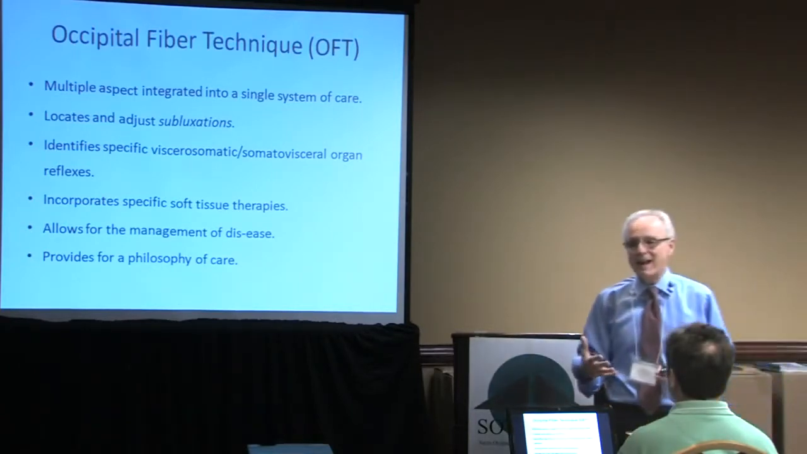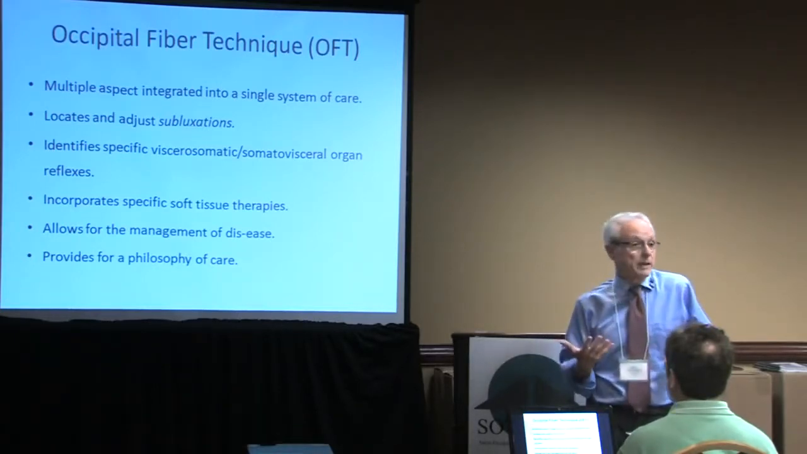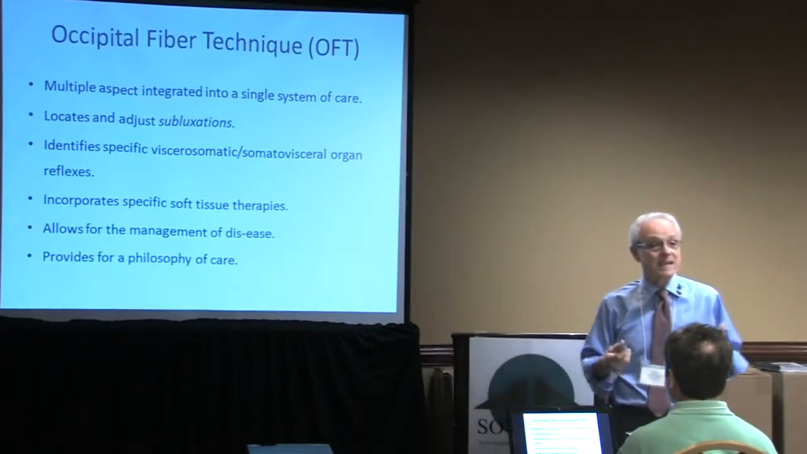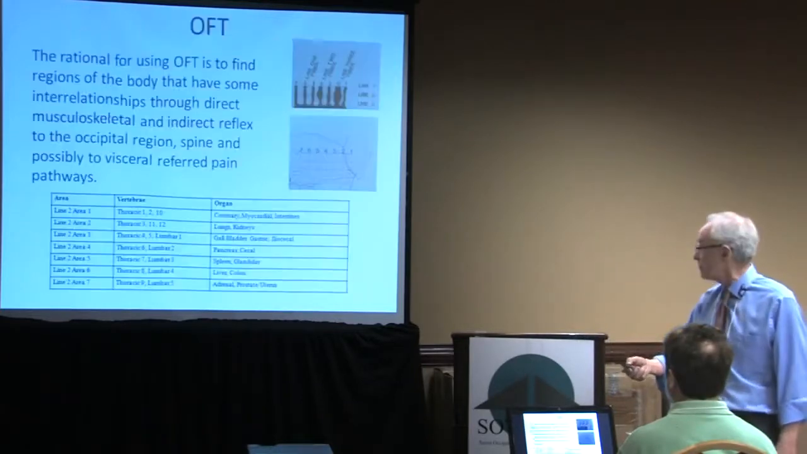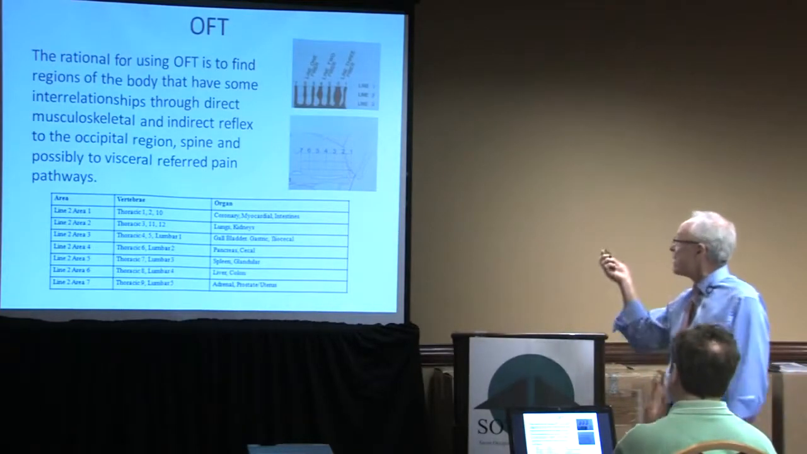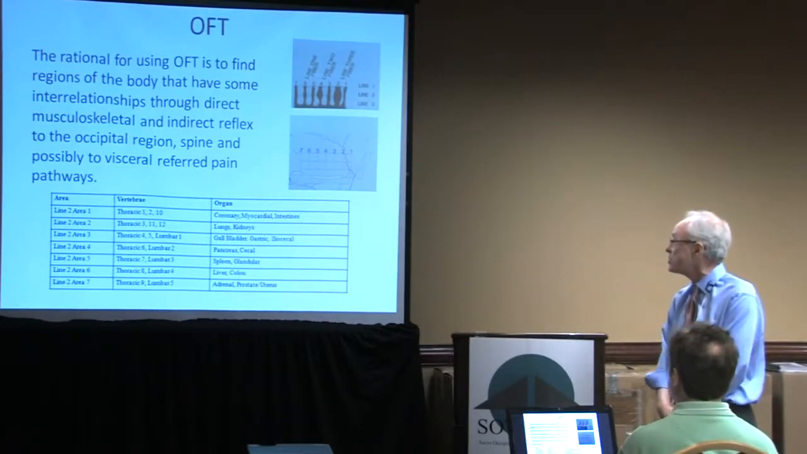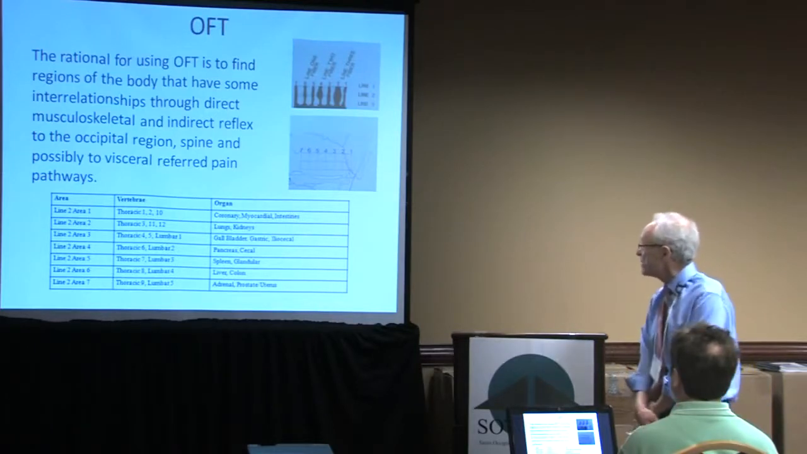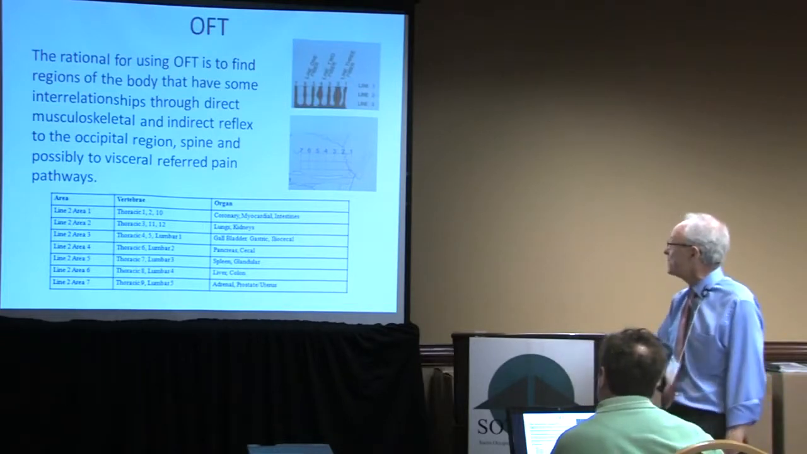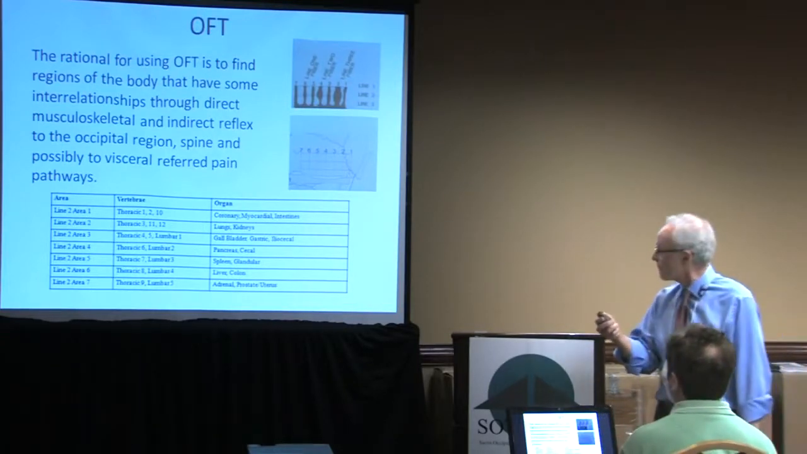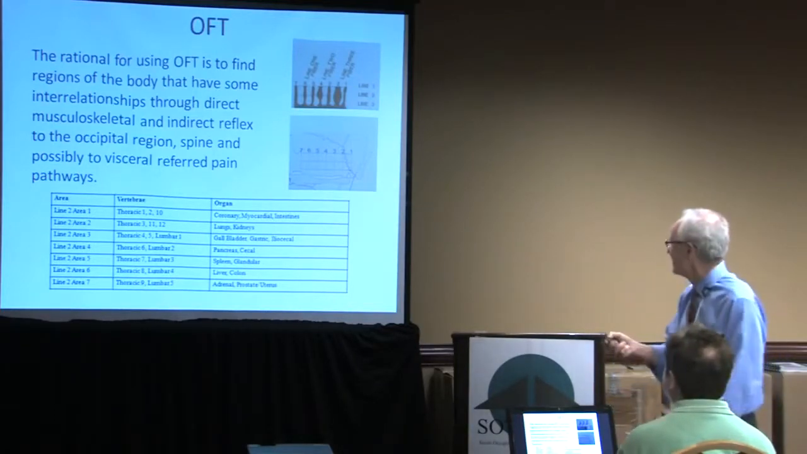A philosophy of care that I think can be really embellished and can be part of what chiropractic is and what makes chiropractic, SOT chiropractic, so special. The rationale for using occipital fiber technique is to find regions of the body that have some interrelationship through direct musculoskeletal, indirect reflex to the occipital region, spine, and possibly to visceral referred pathways. Humans have 12 thoracic vertebrae, just so we clear that up.